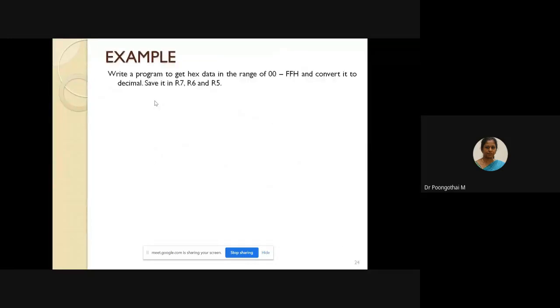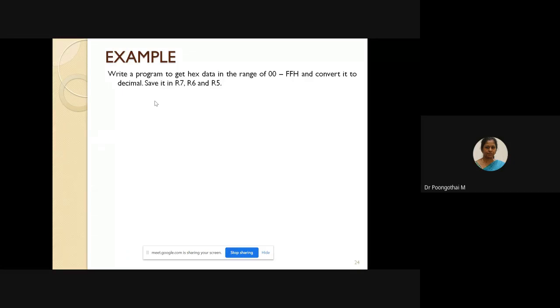So next we will see the application for the division instruction. So what applications are possible by using this division instruction? This division instruction can be applied for developing real-time programs, that is, real-time applications.